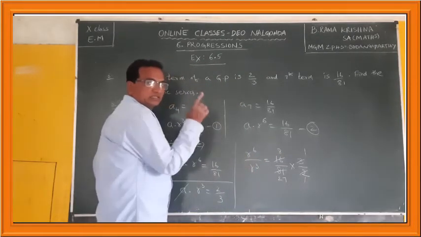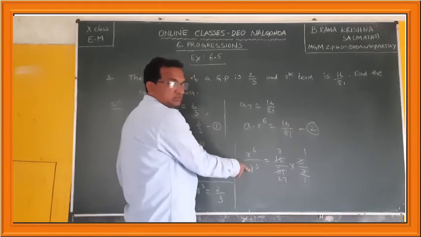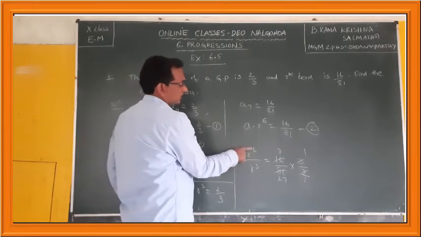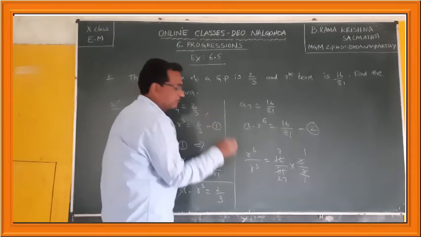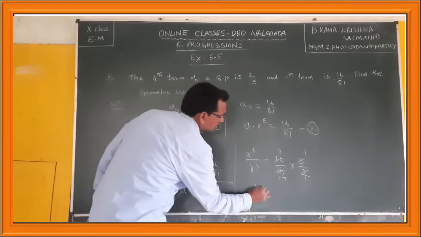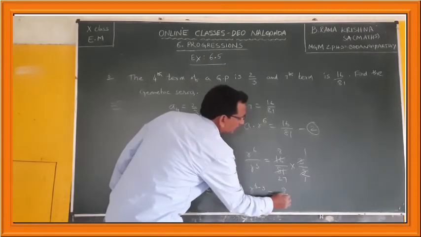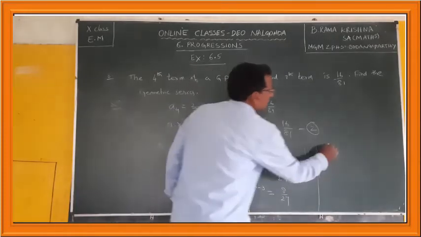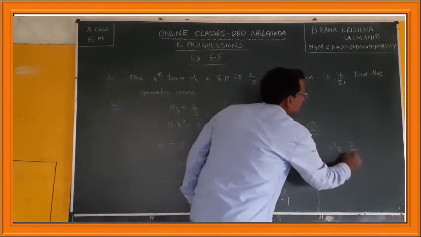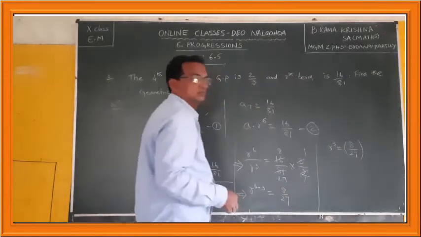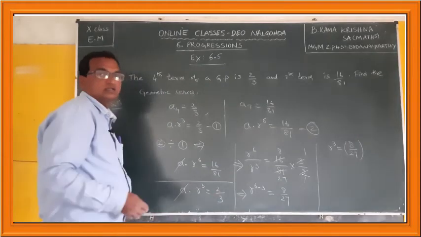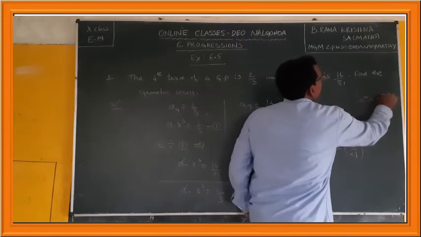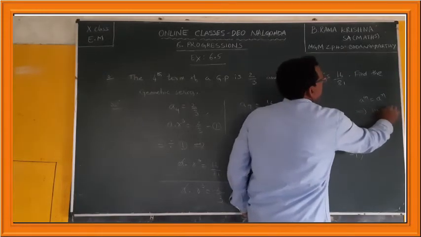Here r is multiplied 6 times, there r is multiplied 3 times, or otherwise you can recollect the formula a to the power of m by a to the power of n is equal to a to the power of m minus n, that is r to the power of 6 minus 3 is equal to 8 by 27, implies r to the power of 3 is equal to 8 by 27. Now, again you have to recollect this law of exponents: a to the power of m is equal to a to the power of n implies m is equal to n.